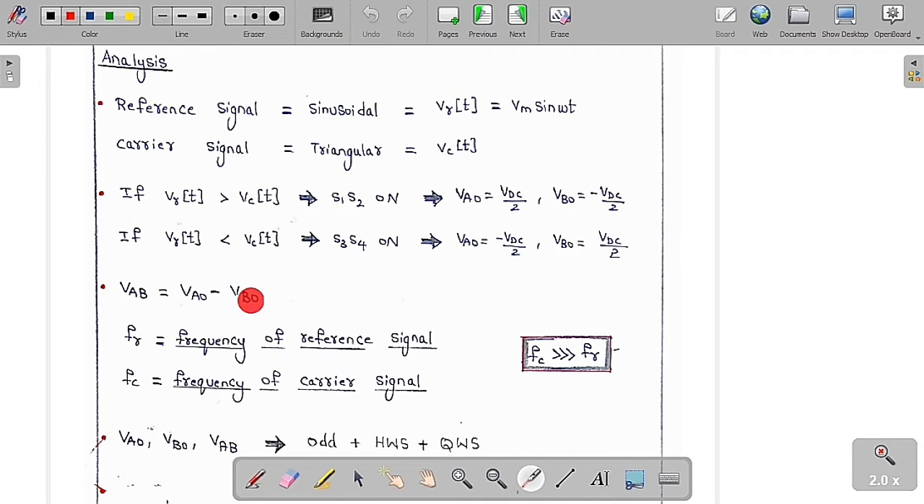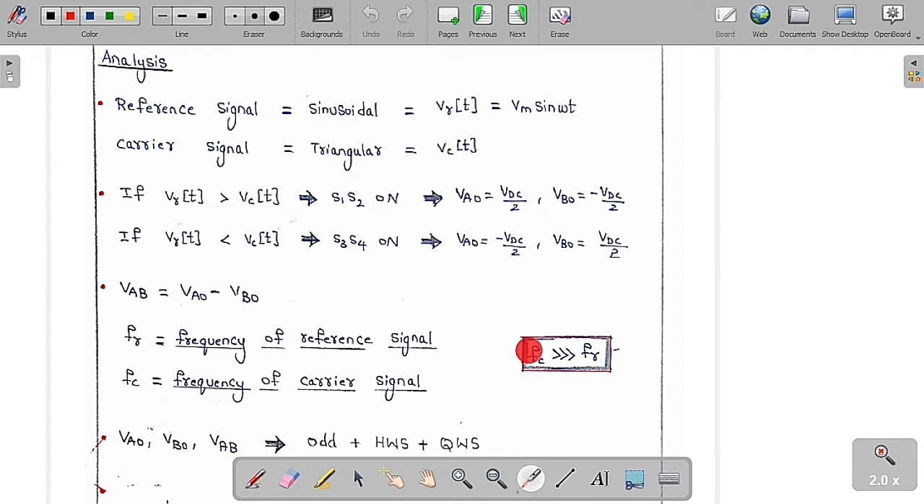So always VAB is equal to VA0 minus VB0. And I've already told you FR is called the frequency of the reference signal and FC is called the frequency of the carrier signal. Always the frequency of the carrier signal is greater than the frequency of the reference signal. And I've already told you the output signal frequency is equal to the frequency of the reference signal.